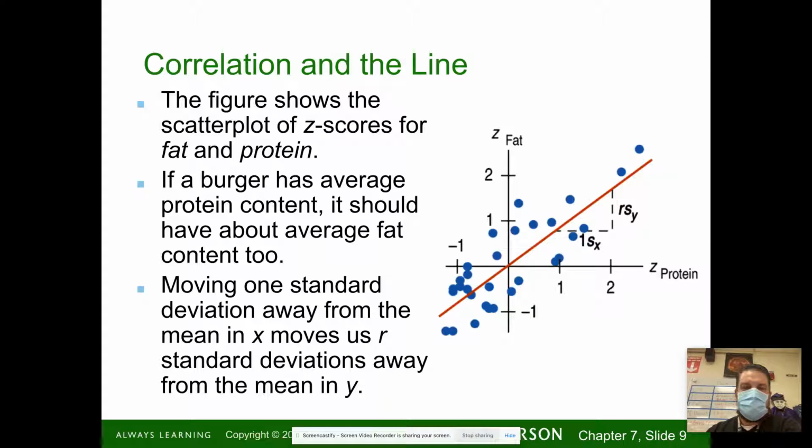in the data. So the figure shows a scatter plot of the z-scores of fat and protein. If a burger has average protein content, it should have average fat content too. So moving one standard deviation away from the mean in x moves us r standard deviations away from the mean in y. Okay, so what they're saying is, if I move over here, then I probably should move over here.